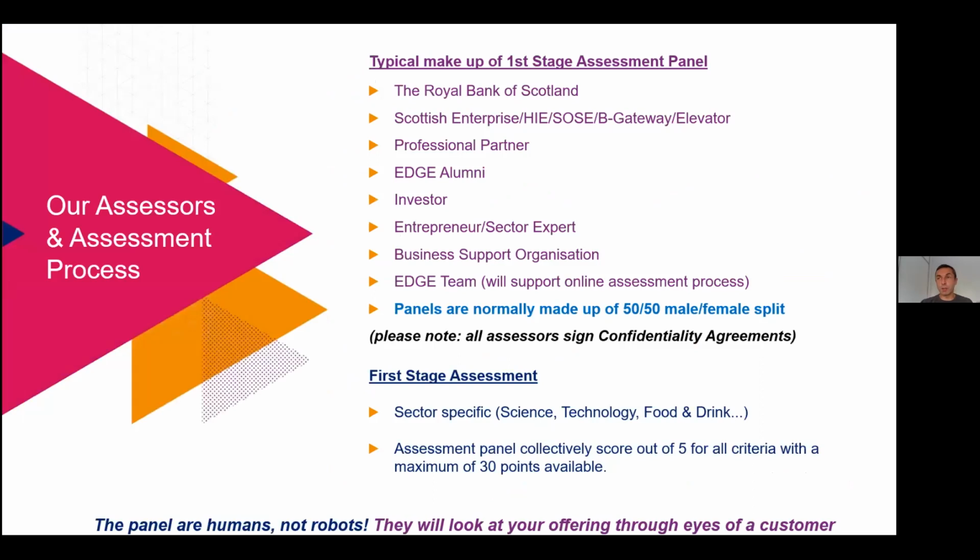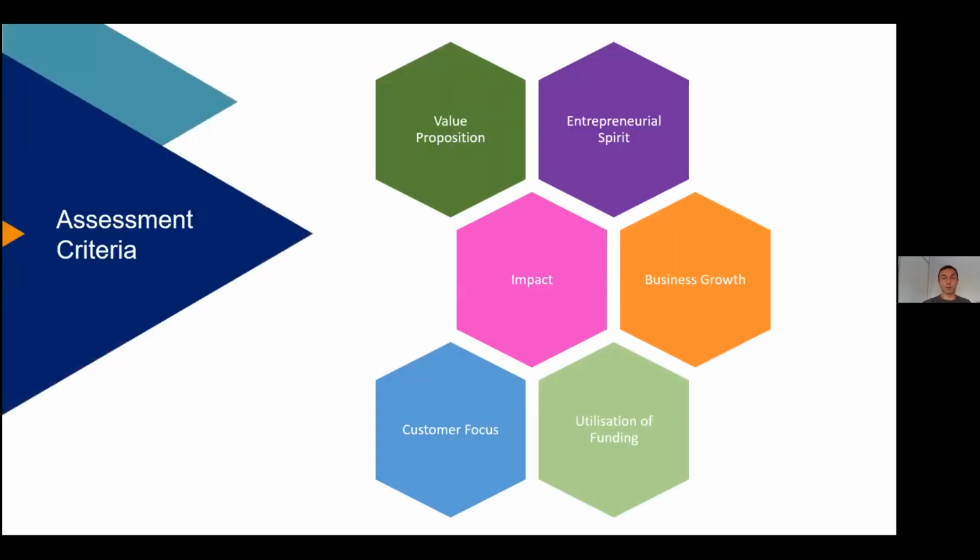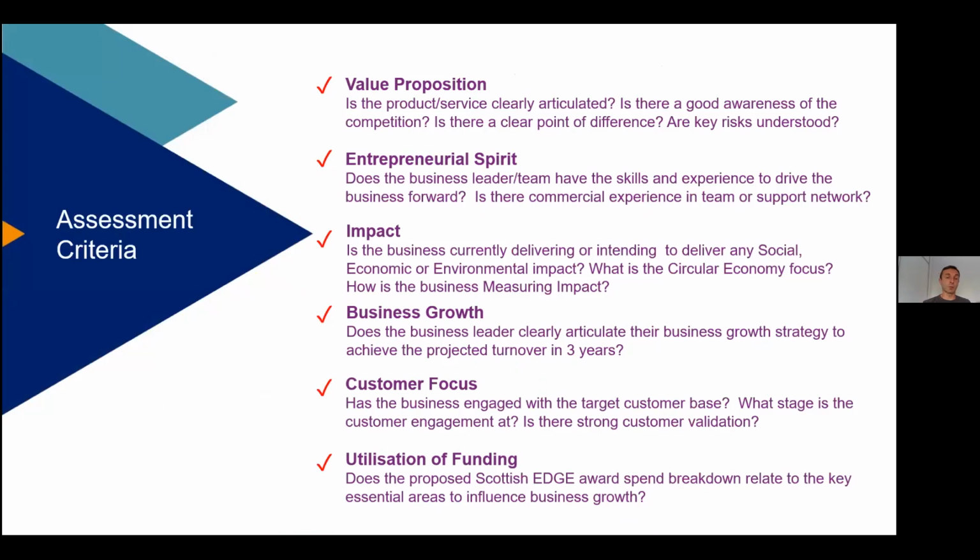So I'll just jump back to this screen. So obviously there's a scoring mechanism we use. Each business is scored out of 5 for the 6 areas that we measure the businesses on. So you'll get a score for value proposition, entrepreneurial spirit, impact, etc., and that scores out of 5. With a 5 being excellent, 4 being very good, 3 being good, 2 being you've given us some information, and 1's normally when there's just a lack of detail and we've not really got the information we need.